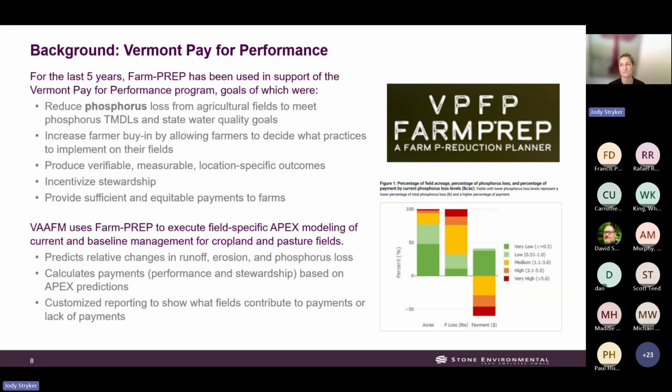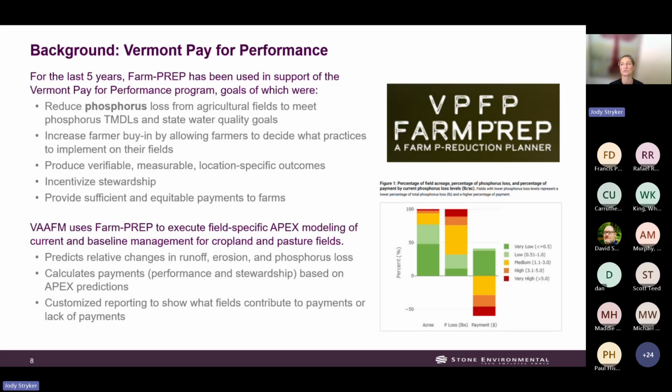So the goals of the program were to reduce phosphorus loss from agricultural fields, largely to meet TMDL requirements and state water quality goals, increase farmer buy-in by allowing farmers to decide what practices to implement on their fields, produce verifiable, measurable, location-specific outcomes, incentivize stewardship, and provide sufficient and equitable payments to farms.